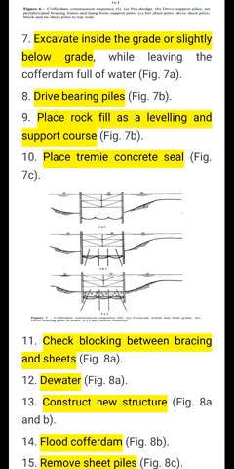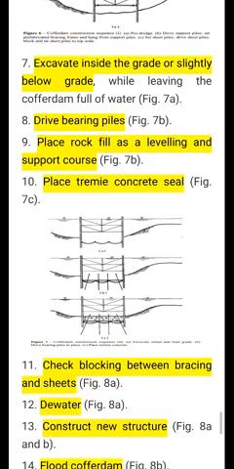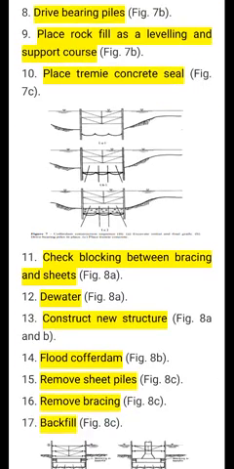Next, the eighth step will be to drive bearing piles. You can see inclined lines and one straight vertical line; these are the bearing piles in the figure. So place the driven bearing piles, then the next step will be to place rock fill as a leveling and support course. The tenth step is to place a tremie concrete seal. You will have to place a concrete seal to avoid seepage.